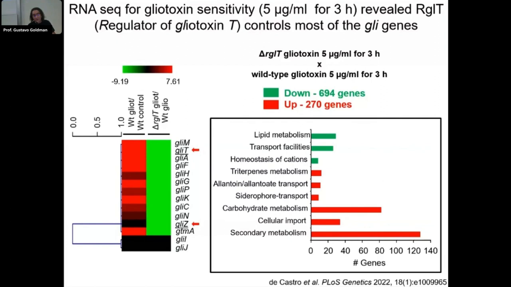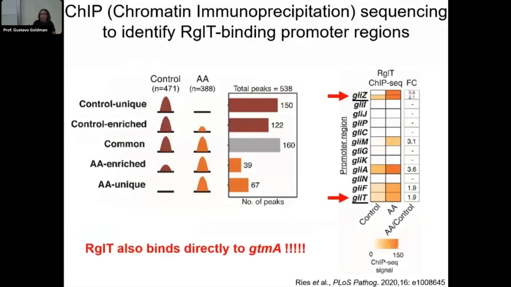And then we decided to take advantage of a technique called ChIP-seq, where we make a fusion of the protein with a tag like GFP or HA, and then we immunoprecipitate the protein in the presence of DNA, and then we check if the transcription factor is directly binding to the promoter regions. As you can see here, it binds directly to many of the genes. GliZ has a strong binding, and GliT, and it also binds directly to GtmA.